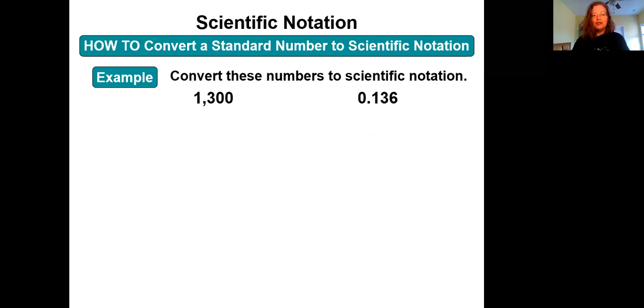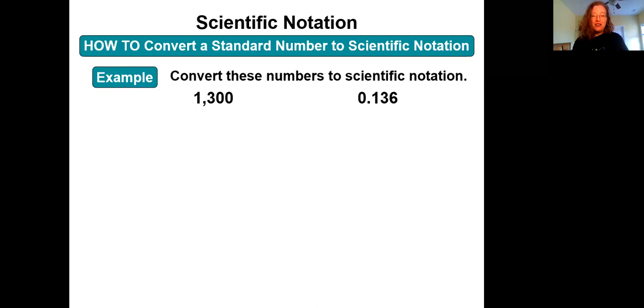I'd like for you to convert these numbers to scientific notation. I'll do the first one with you. We have 1300. My first question is, how many significant figures are in there? Because there's this really neat thing about scientific notation. Whatever numbers you see in scientific notation, they are all significant. And that's because a decimal is involved when we do scientific notation.